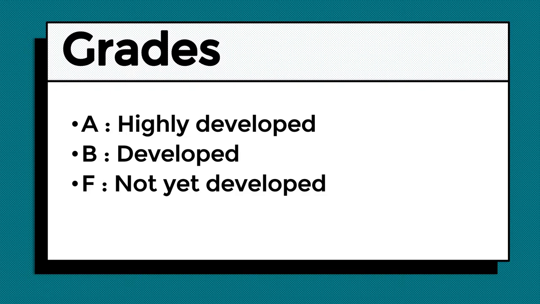For CBE, an A means that you are highly developed or have shown evidence of advanced competency. A B is passing. It means that you have developed the competency at the level required. An F simply means that you will need to keep working until you are able to complete the task assigned.